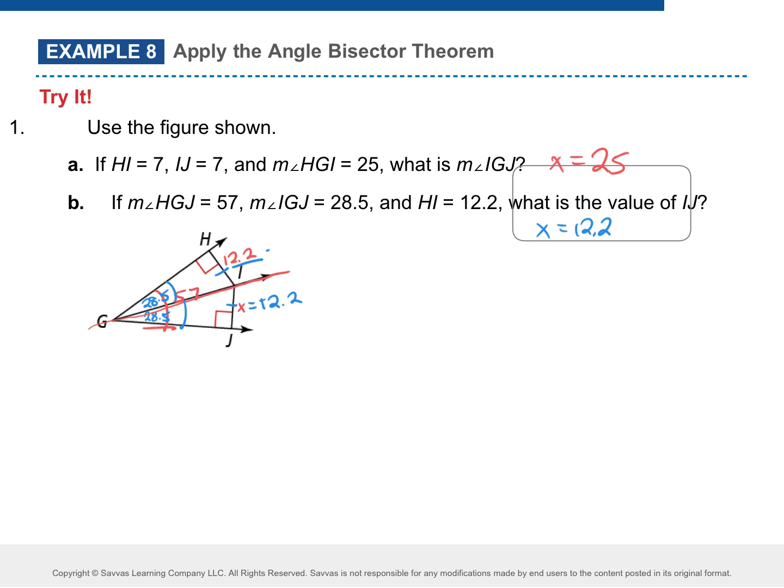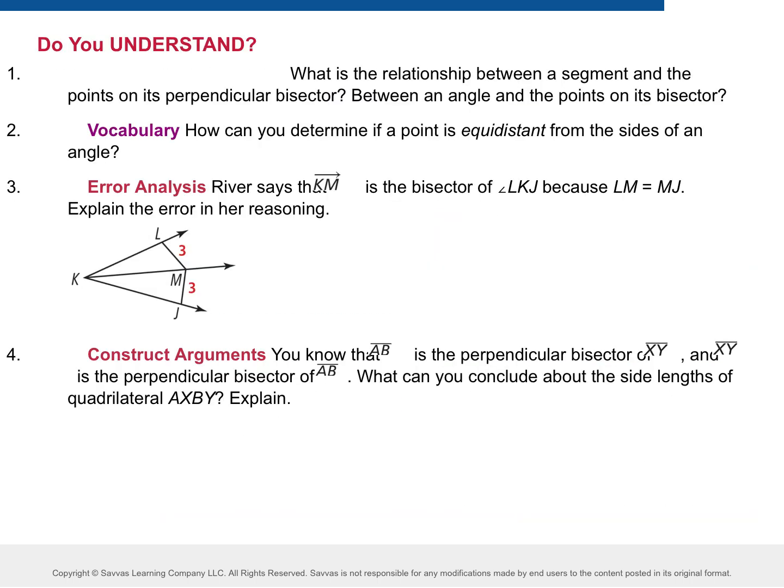Good. Look at the back page of your notes. I want to look at number 2. How can you determine if a point is equidistant from the sides of an angle? What does equidistant mean? Same distance, equal distance, okay? How can you determine if they are equal distance from the sides of an angle?